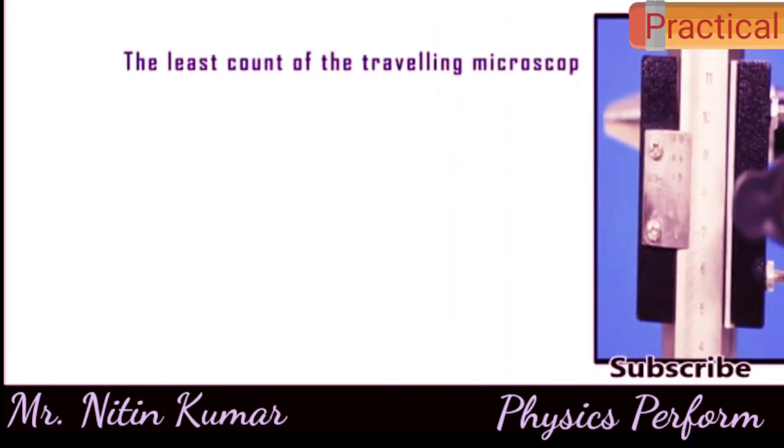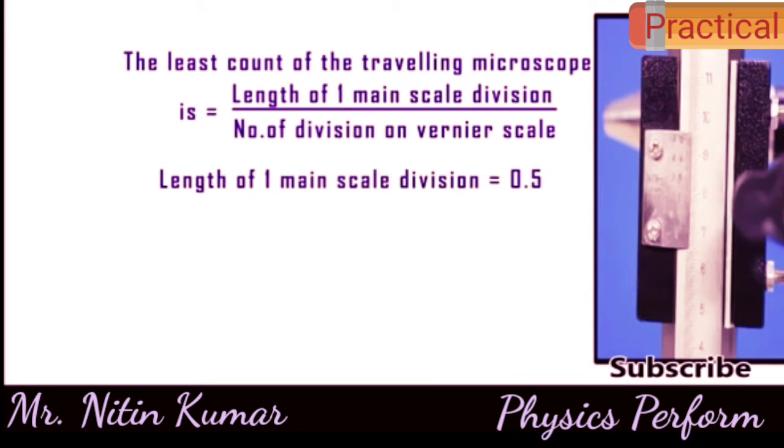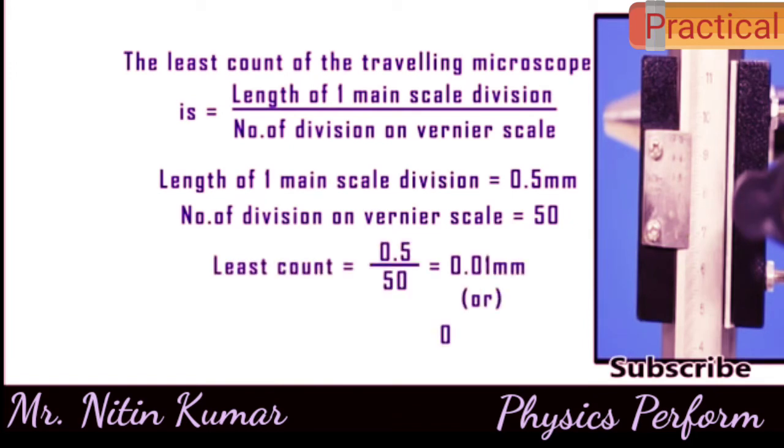Least count of the traveling microscope is length of one main scale division divided by number of divisions on vernier scale. Length of one main scale division is equal to 0.5 mm. Number of divisions on vernier scale is equal to 50. Therefore, least count is equal to 0.5 divided by 50, that is 0.01 mm or 0.001 centimeters.